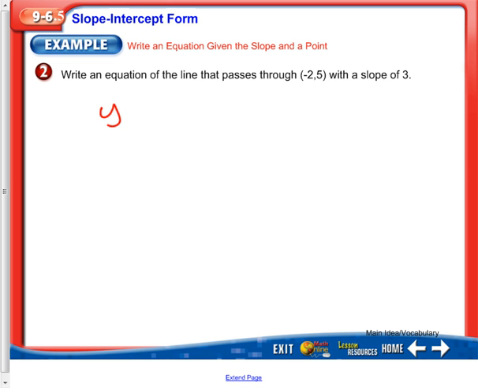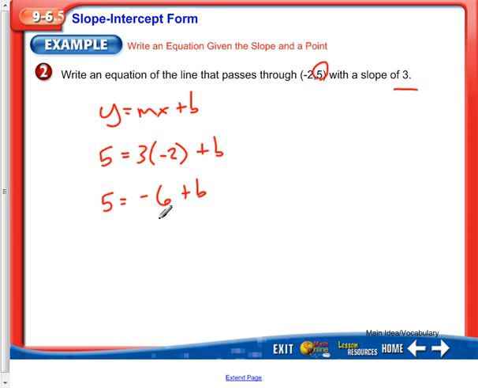So y equals mx plus b. Okay, so we have y is 5, m is 3, x is -2, and we have b. Since there's just one variable, we can solve for it. So we have 5 equals -6 plus b. Then we need to add 6 on both sides. So that way b is equal to 11.